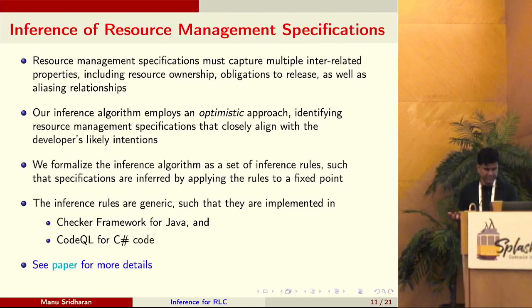So in the paper, you can see how we formalize the inference algorithm as a set of inference rules. It's using a Datalog-style syntax, and then inference can be viewed as just applying those rules to a fixed point. We have two different implementations of this. As I mentioned before, we implement inference for both Java, based on the Checker Framework, and in CodeQL for C# code bases. So rather than going through all the rules, I'm going to illustrate some properties with a single example: why this optimistic approach is useful, and then I'll show you one of the rules and how it works.